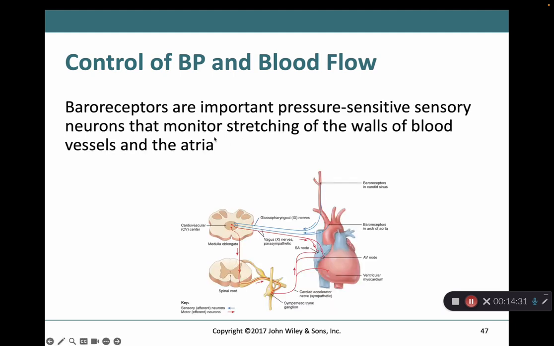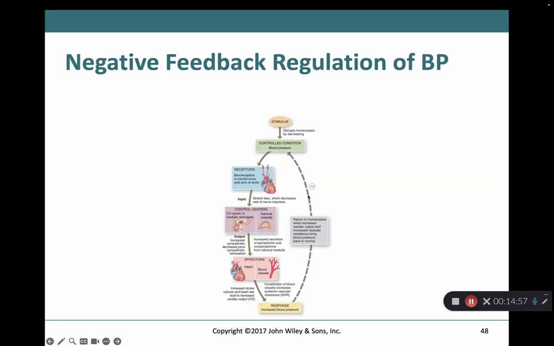Okay, baroreceptors, these are those pressure receptors, like a barometer measures pressure in the air. These baroreceptors are important neurons, and they monitor the stretching of the blood vessel walls and of the atria as well. You don't need to know too much about that, but I just wanted to mention in general how that works. So this is showing a negative feedback loop for blood pressure.